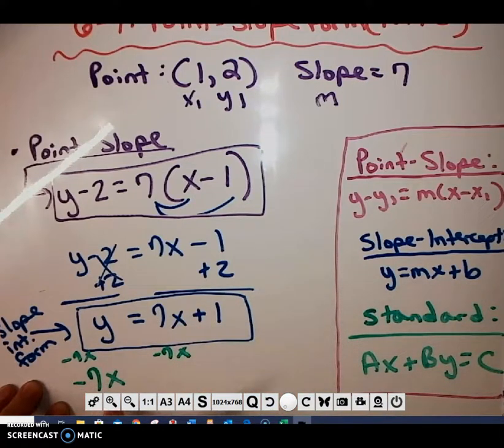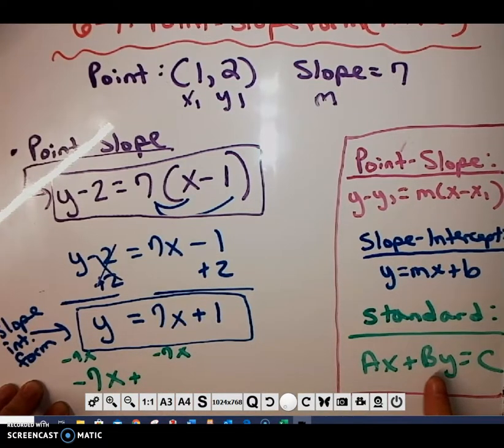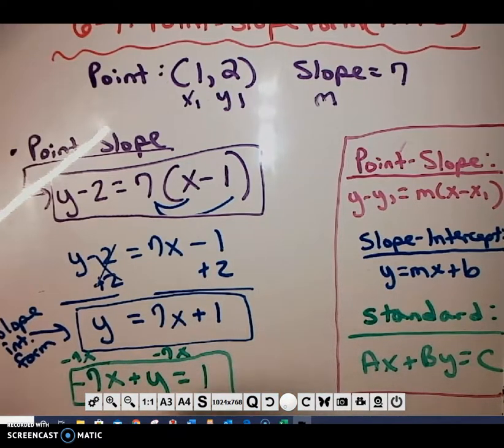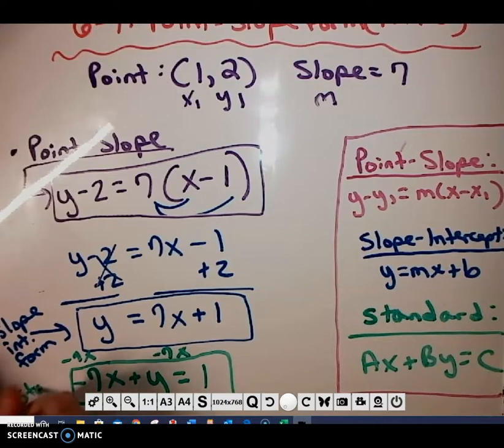So now we have negative 7x plus y, or 1y, right? My b here, if I have a single y, b then is just 1. You can put it if you want, you don't have to. Negative 7x plus 1y equals, and what am I left with? Positive 1. And there's my answer in standard form. It's really messy, but that's a standard form.